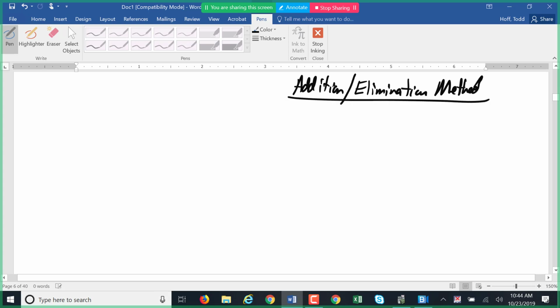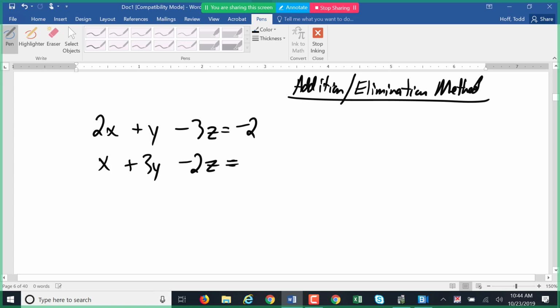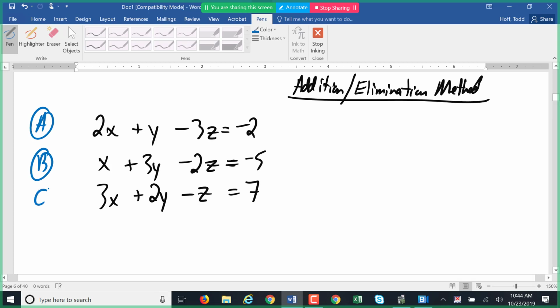So my equations are going to be 2x plus y minus 3z equals -2. x plus 3y minus 2z equals -5. 3x plus 2y minus z equals 7. So once again, I'm going to label them equations A, B, and C.